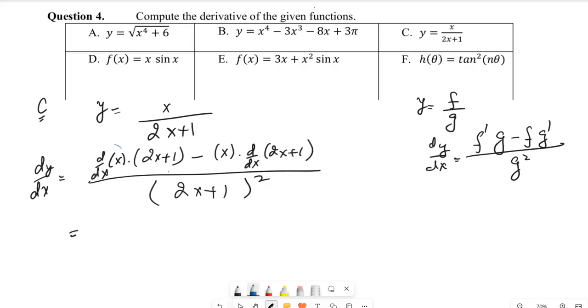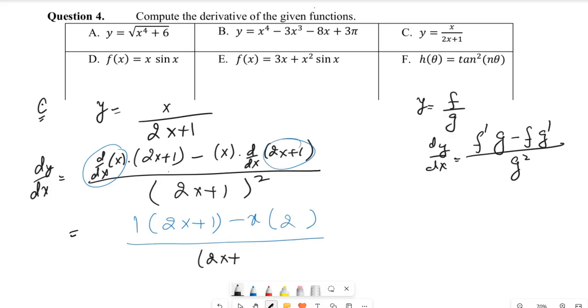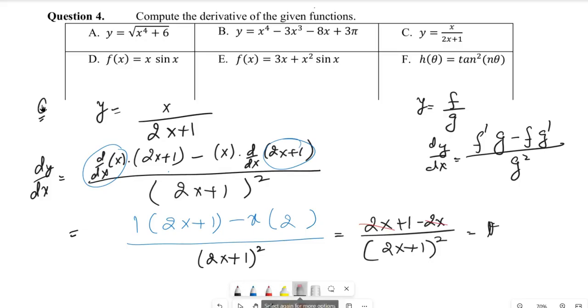The derivative of x is just 1 times 2x plus 1, minus x times the derivative of 2x plus 1, which is 2, divided by (2x plus 1) whole squared. 2x plus 1 minus 2x, divided by (2x plus 1) whole squared. This will cancel. We will have 1. The answer is 1 over (2x plus 1) whole squared.